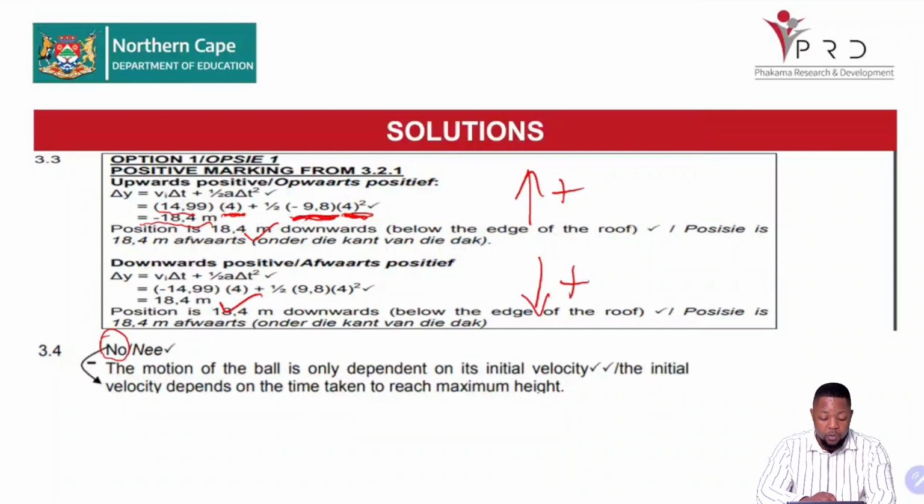Why is it no? Motion of the ball is only dependent on the initial velocity, and it does not depend on the height of the building.